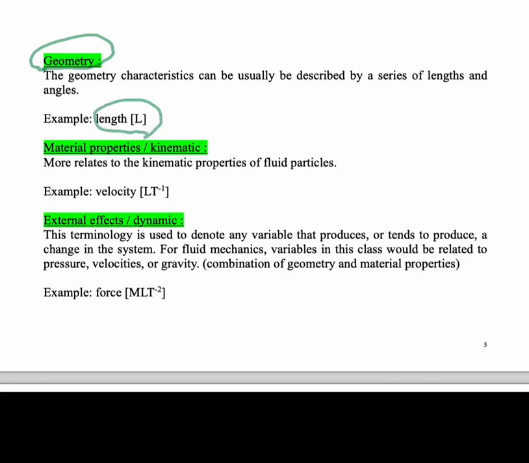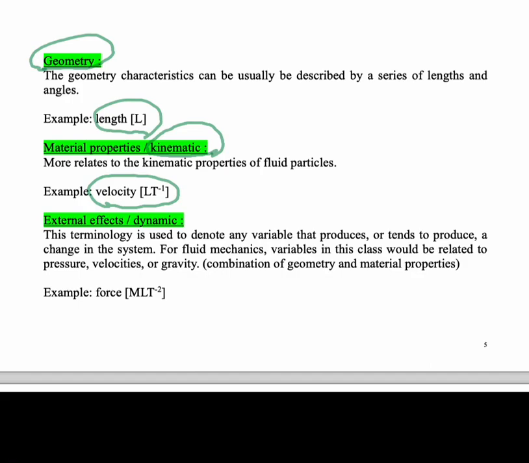The second one is the material properties. In some textbooks, they say that this second group is called the kinematic group. The kinematic group relates more to the kinematic properties of the fluid. A simple example of kinematics is something that tells us how the fluid moves in the system. That's why we take velocity as the common example of a kinematic parameter.